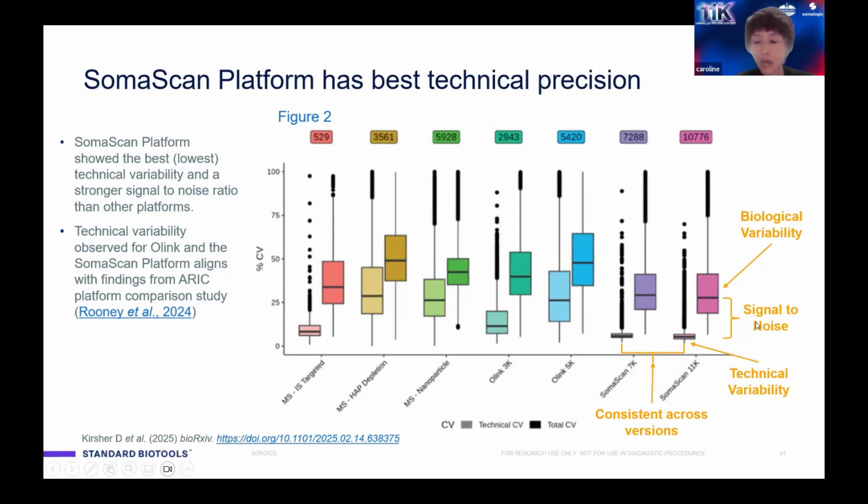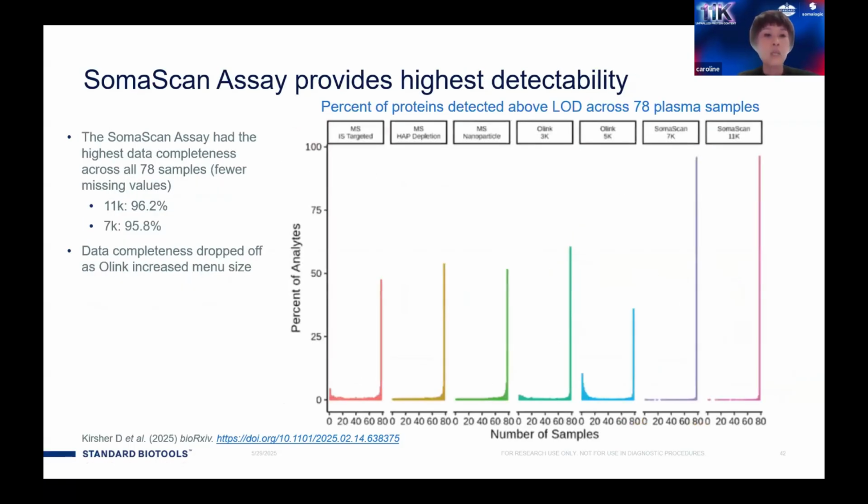Then in terms of the signal to noise ratio compared to the other proteomic platforms, as you can see here, the biological variability versus the technical variability demonstrates that the SomaScan assay has the best signal to noise ratio. Looking at the percentage of proteins detected above LOD across these 78 commonly run plasma samples, again the SomaScan assay, indicated here at the end of the graph, is able to detect the highest number of targets above LOD.